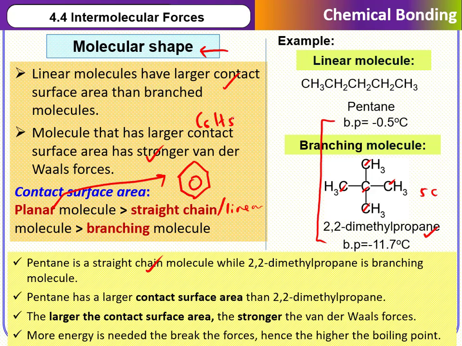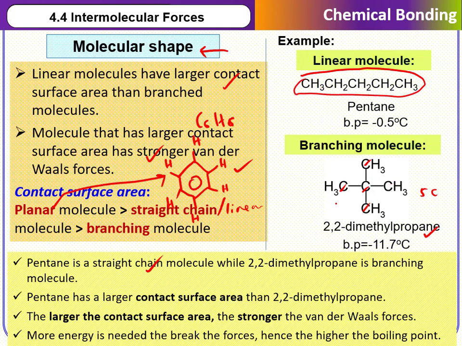C6H6, benzene. Right, so each C got 1 H. Understood, it is there, but it is hidden. Benzene is an example of a planar molecule having the biggest contact surface area instead of a straight chain, hexane or pentane. Okay, how about branching molecule?